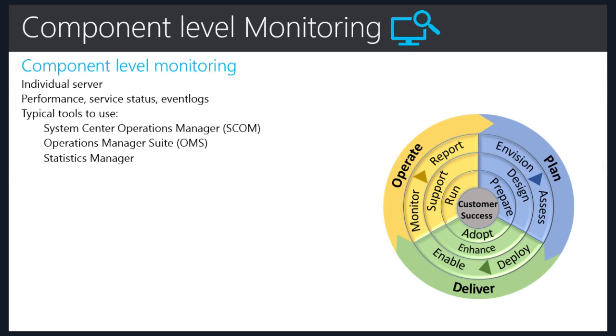So at a component level, like I said, this is really at the individual server level. So we need performance counters, service status, event logs, all of those. And this is really for the most part an on-premises play. There are tools that you probably all know, which is System Center Operations Manager, or the online version of that, the Operations Manager suite, that you can leverage to monitor at the component level. And then for in-depth performance monitoring, there's also Statistics Manager that will give you a close to real-time view.